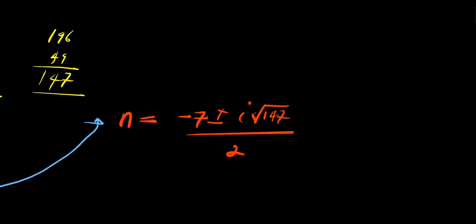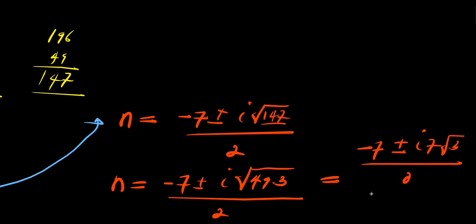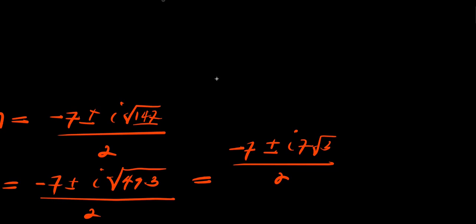Now, from here, you can express 147 as the product of 49 and 3. So we have n equals negative 7 plus or minus i times the square root of 49 times 3, divided by 2. And from here, we simply have negative 7 plus or minus i times the square root of 49, that is 7 root 3, divided by 2. So you can easily factor out 7 over 2 from here. This will simply give us 7 over 2 of negative 1 plus or minus i root 3.